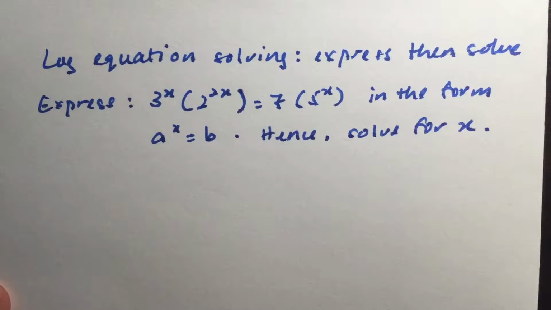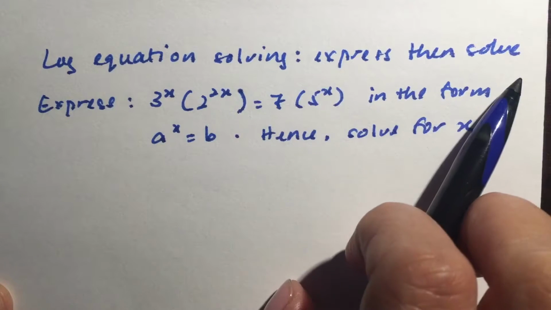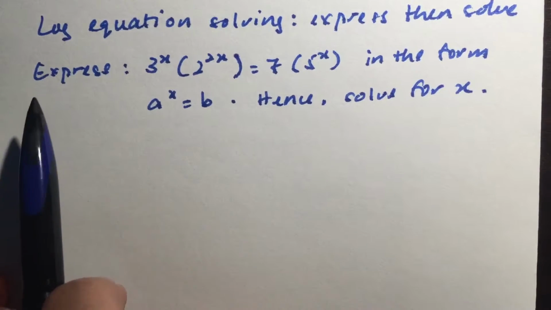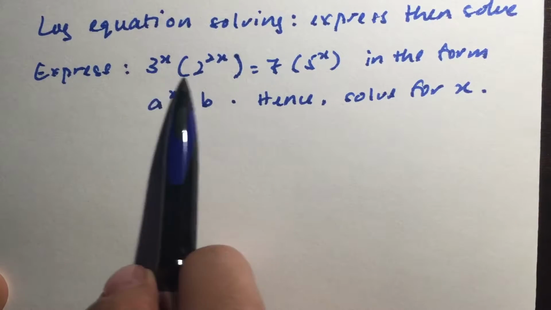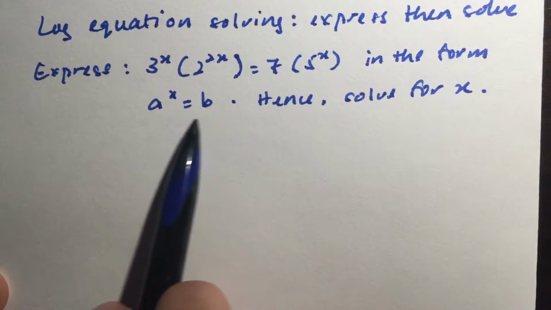Now, another type of log equation solving is also what I call the hidden log. But they give you a kind of clue by asking you to express first and then solve it. Alright, so this is the example. Now, we are asked to express this in the form of a to the power x equals b. Don't be too concerned about this.